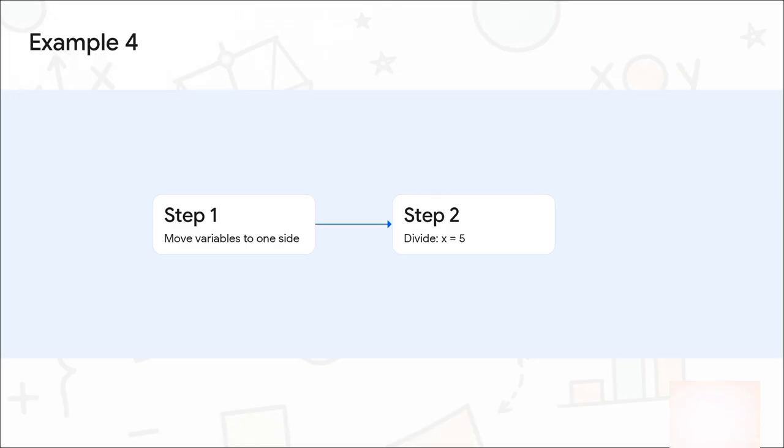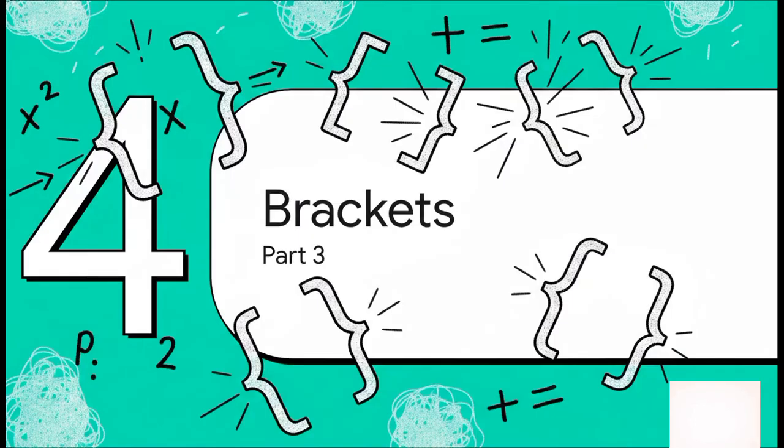Step 2. Divide both sides by 3. 15 divided by 3 gets us our final answer. X equals 5. Boom! Level 2 completely cleared. Which brings us to Section 4, Level 3, Battling Brackets.